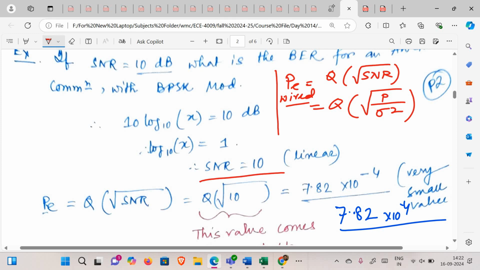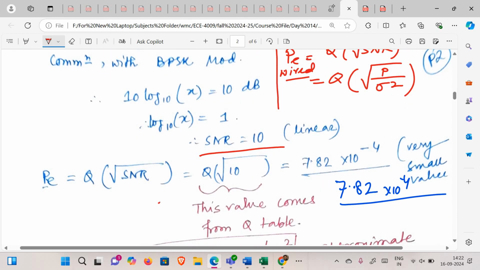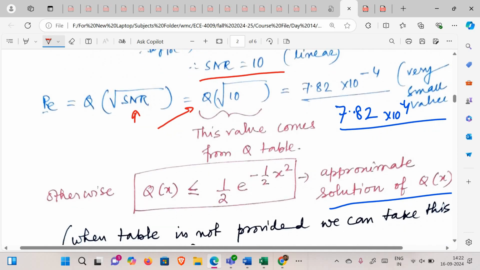Although it is mentioned here, while doing it, you please make sure. So the linear scale is present over here. Now we substitute over here in this equation, Q of square root SNR. If you substitute, you get a value of 7.8 times 10 to the power minus 4.